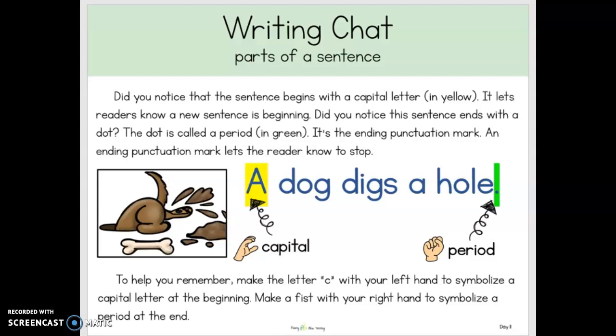It's the beginning. And it ends with a period. That's in green over there at the end. It's the ending punctuation mark. It lets the reader know to stop. To help you remember, we can make a C with our hands for capital letter and a fist for the period at the end.